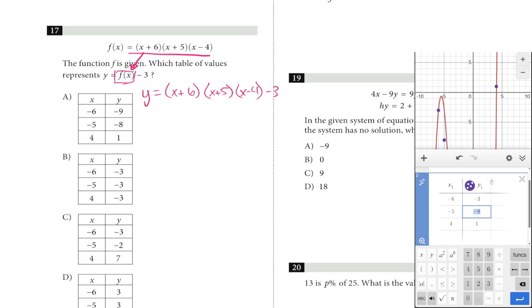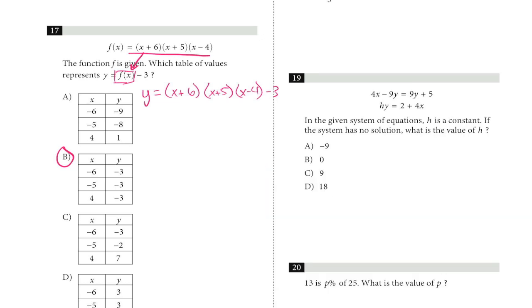And I'm only having to change the y values here. This one's also going to be -3, and then this one's also going to be -3. So answer is B. And if we look, every single one passes through the graph, or the graph passed through every single point. So the answer is B. We can just guess and check in Desmos.